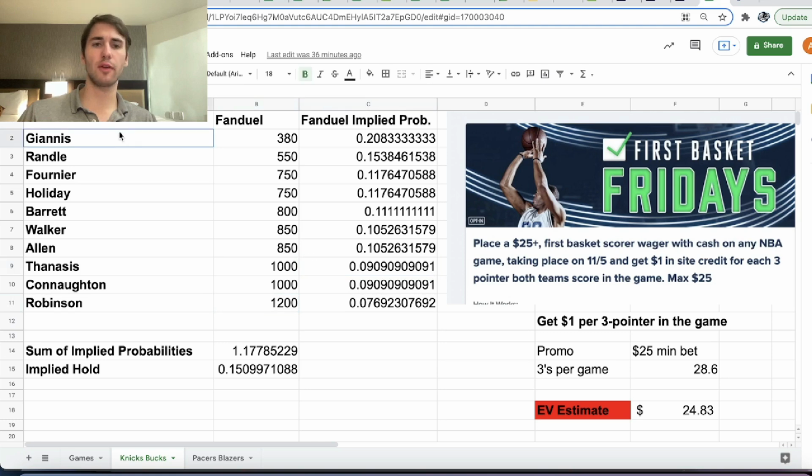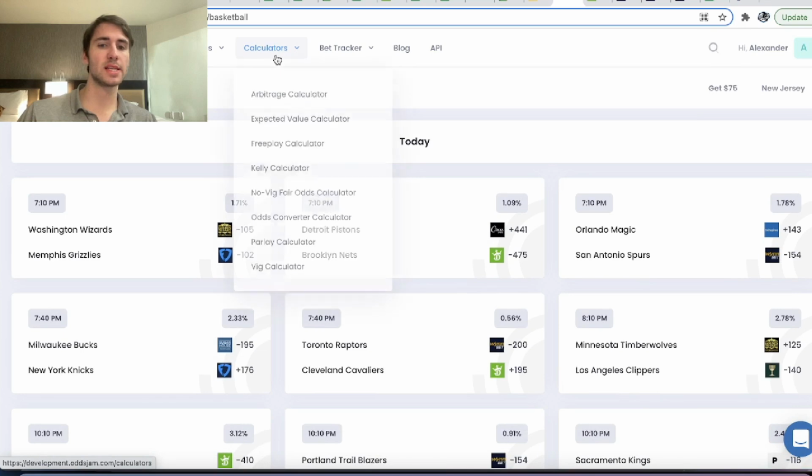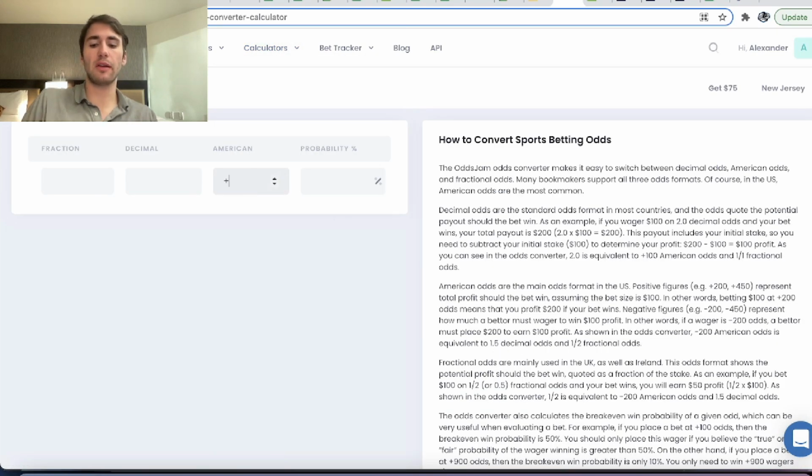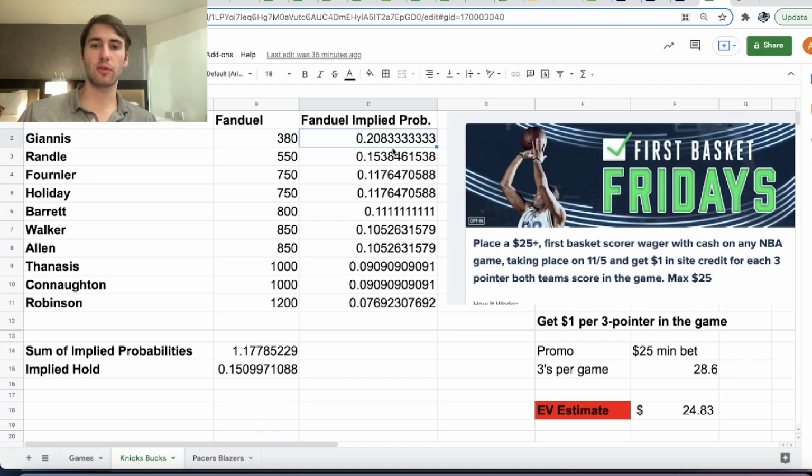And what we can do is convert that to implied probabilities. If you need a refresher on implied probabilities, you can go to the odds converter calculator on OddsJam and put in plus 380. You see that implies you need to win 20.83% of the time betting at plus 380 odds to break even. So we put in all of the implied probabilities for the 10 different first basket scorers from FanDuel. One of these players is going to score first, who's it going to be?